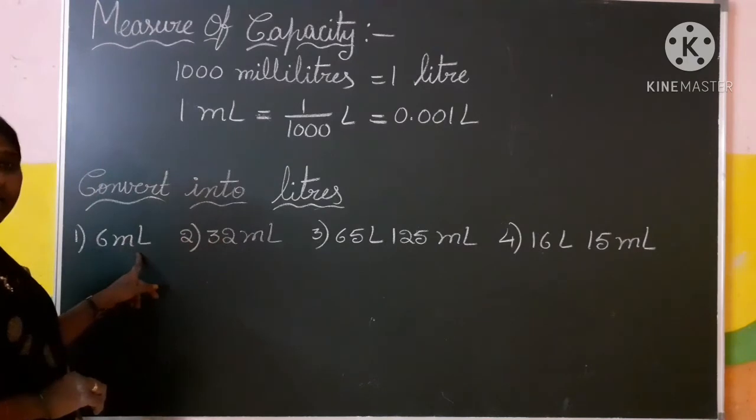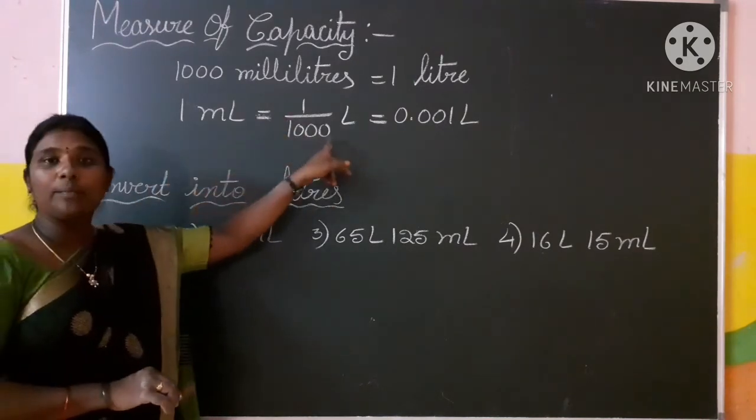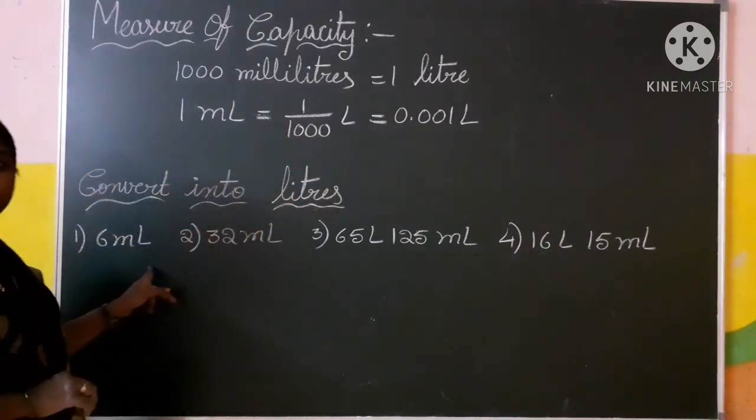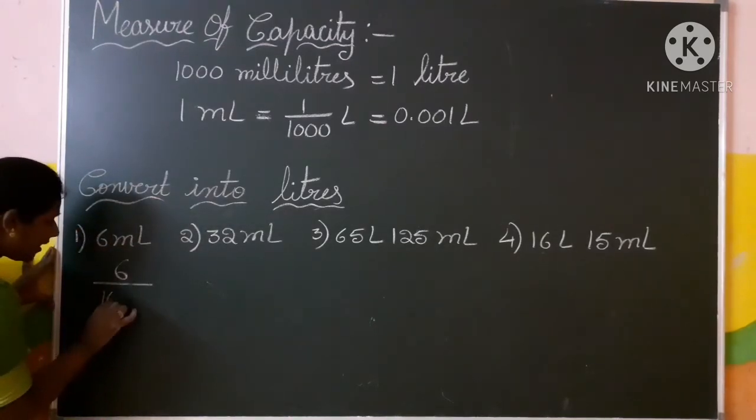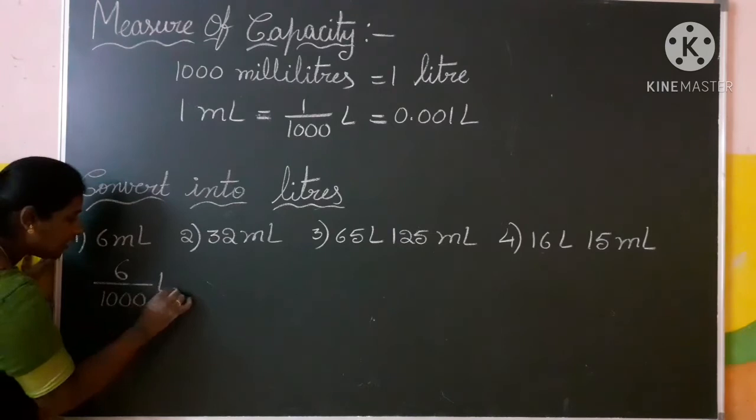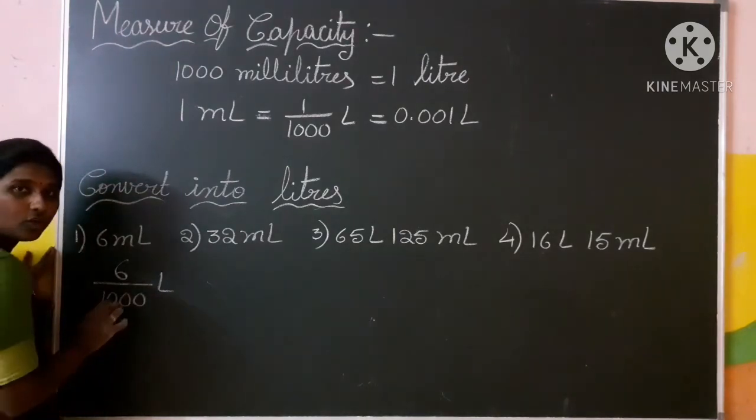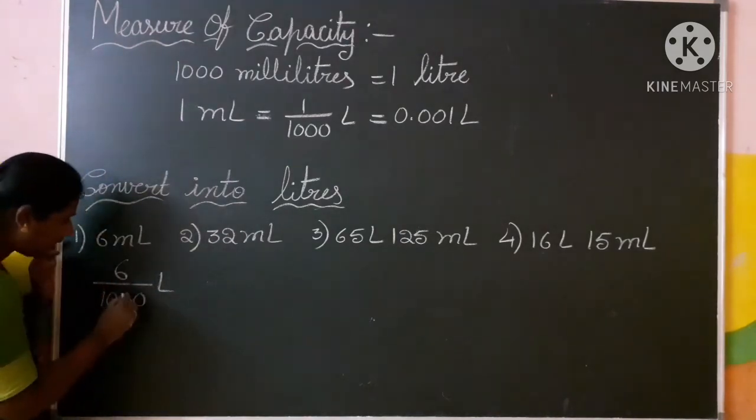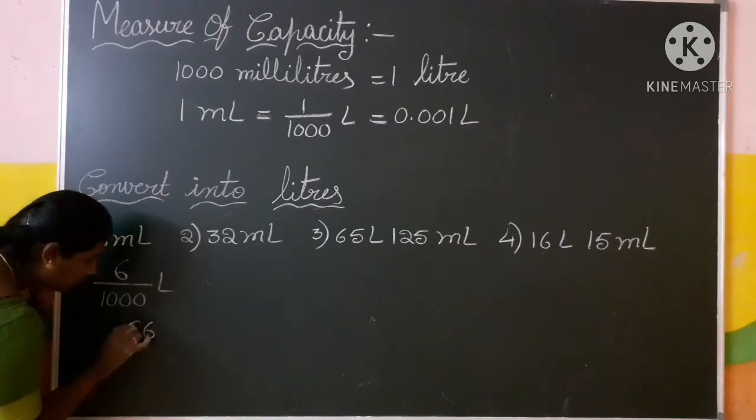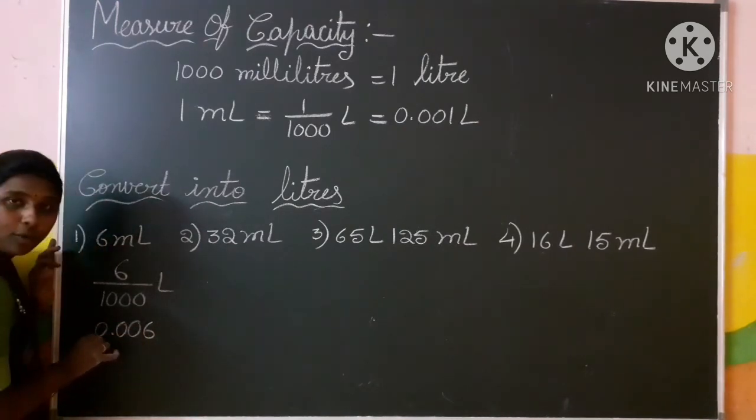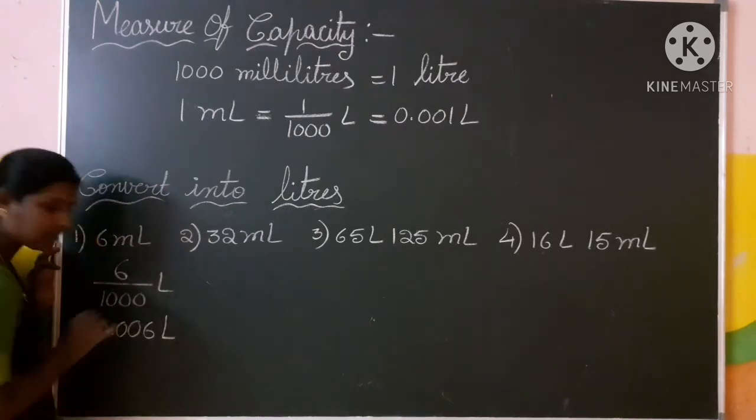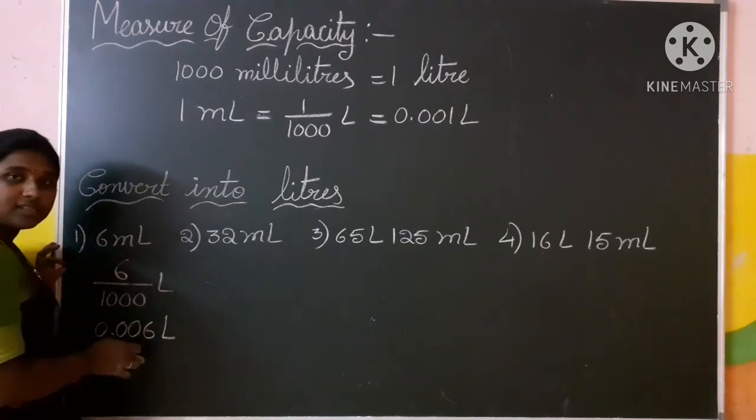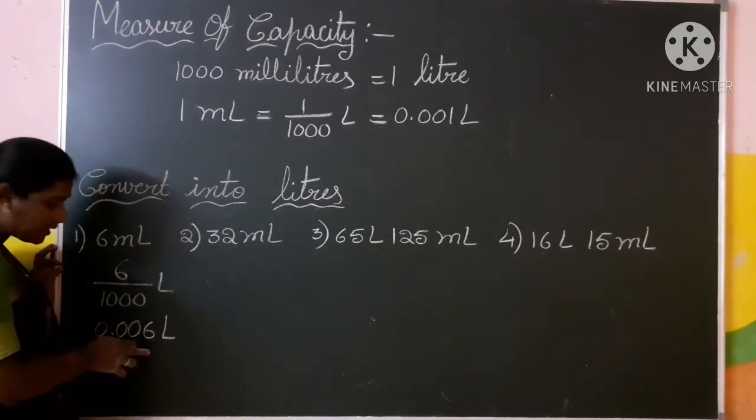So convert into liters. So 6 milliliters. 1 milliliter is equal to 1 by 1000 liters. 6 milliliters is 6 by 1000 liters. Here the denominator has 3 zeros, so we should put 3 numbers before the point. Only one number, so for the remaining 2 numbers we should write zeros before the point, 0. So the answer is 0.006 liters. 6 milliliters is equal to 0.006 liters.